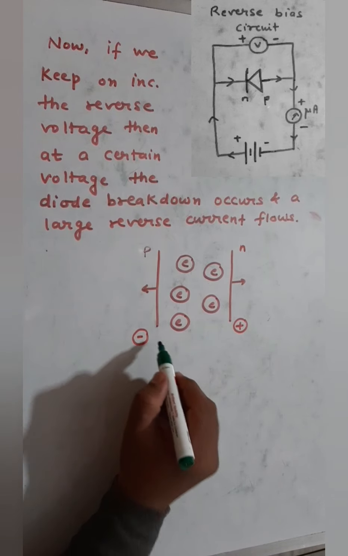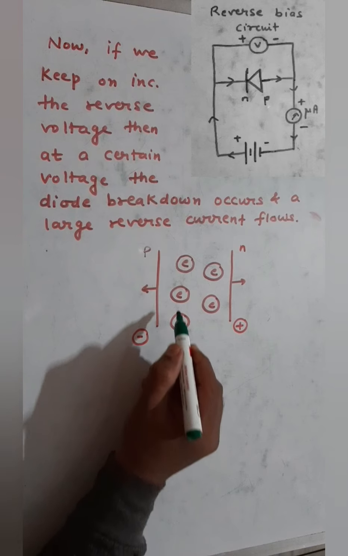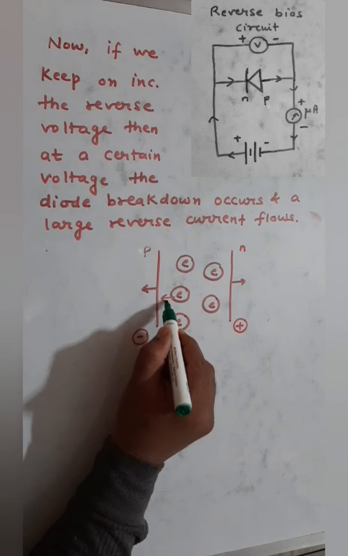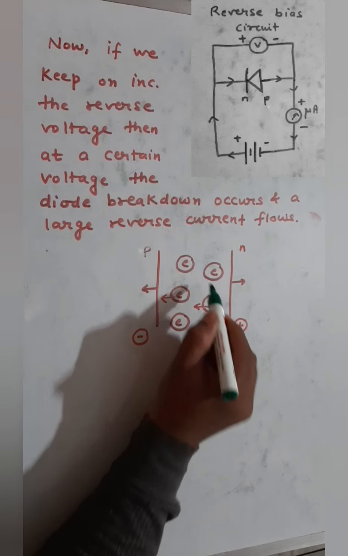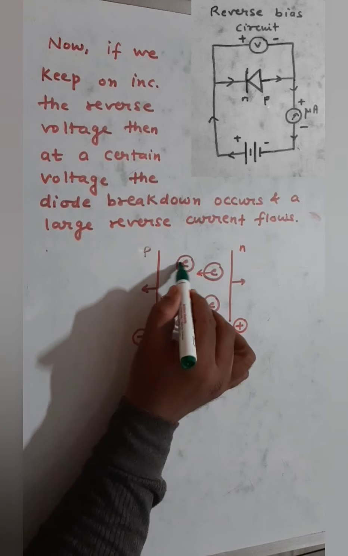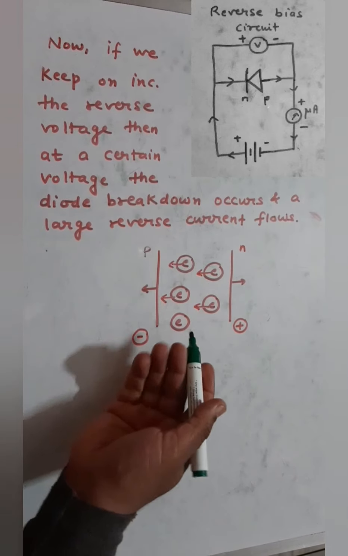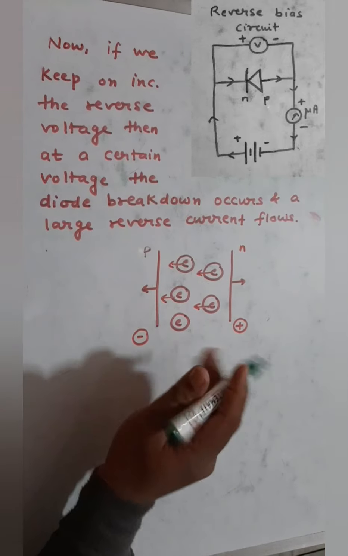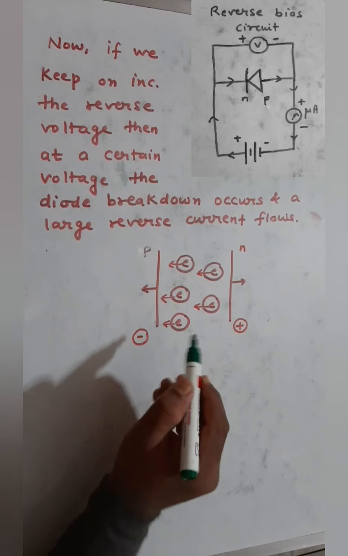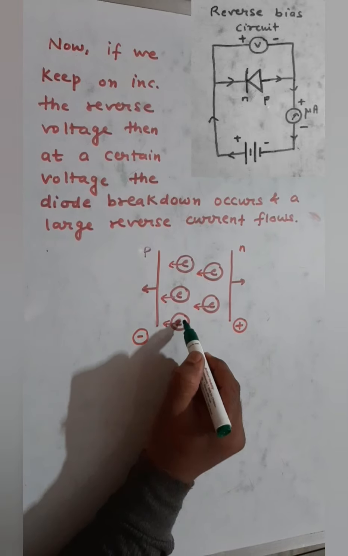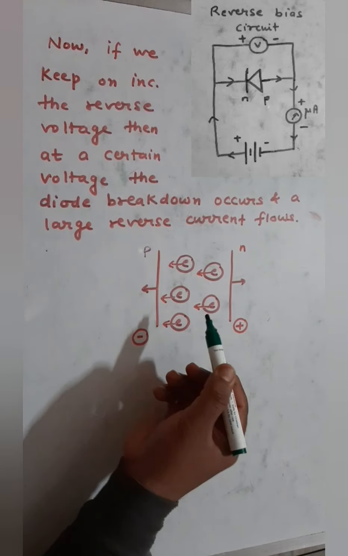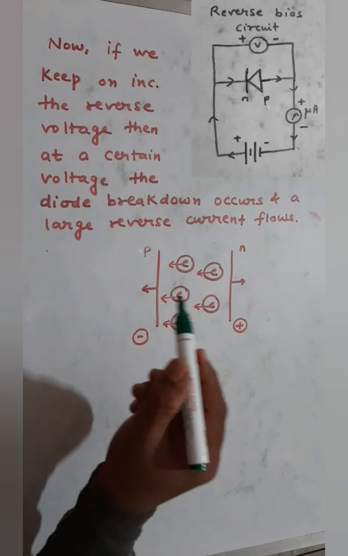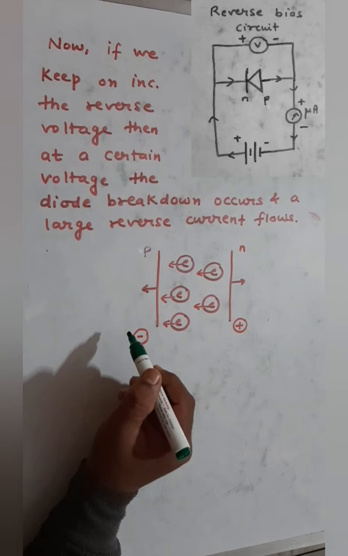Now when you are increasing the reverse voltage, the electric force on this electron is increasing. Because there are no charge carriers here to flow, there are no electrons or holes, so current is not there. But you keep on increasing the reverse voltage, the force on these electrons keeps on increasing, and at a certain value the diode breakdown occurs.